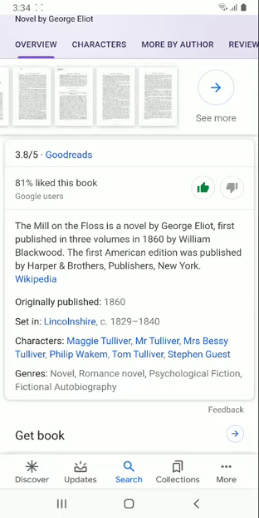So 81% of the people liked this book so far, ma. The Google users, out of 5, 3.8 ratings has been awarded for this work. The Mill on the Floss was written by George Eliot. Almost 81% members liked this book so far. We'll see.